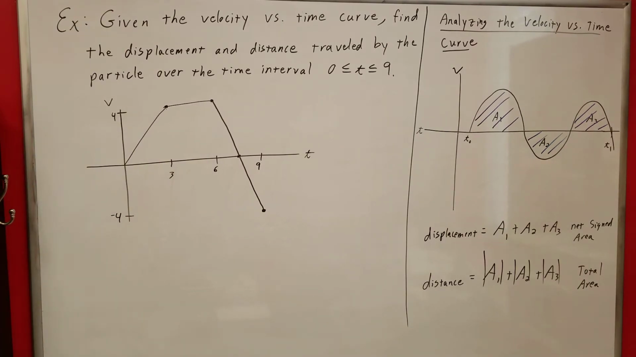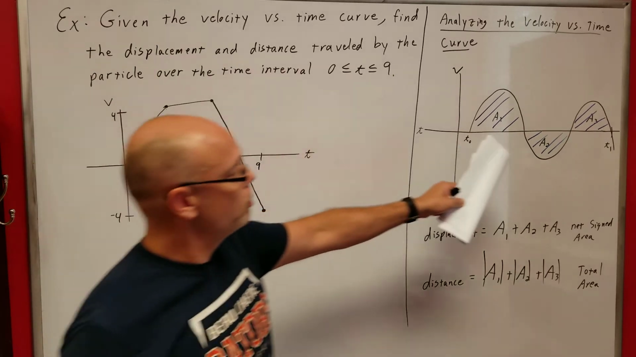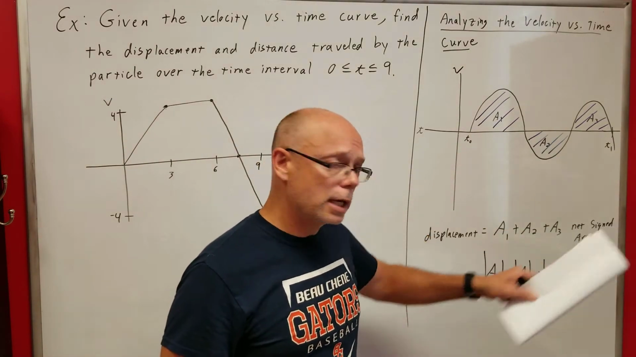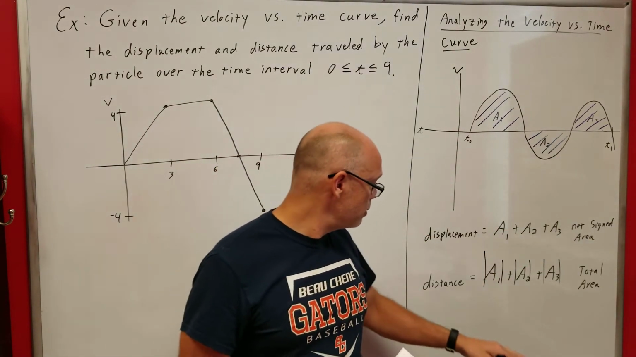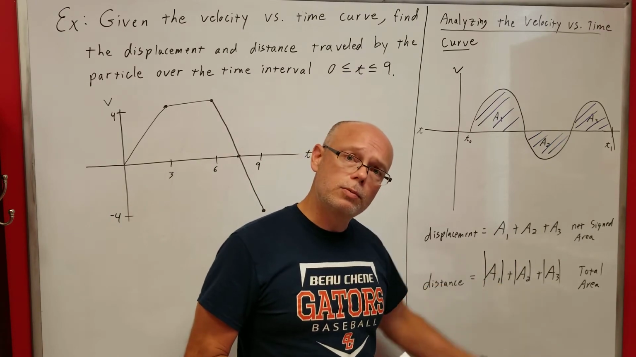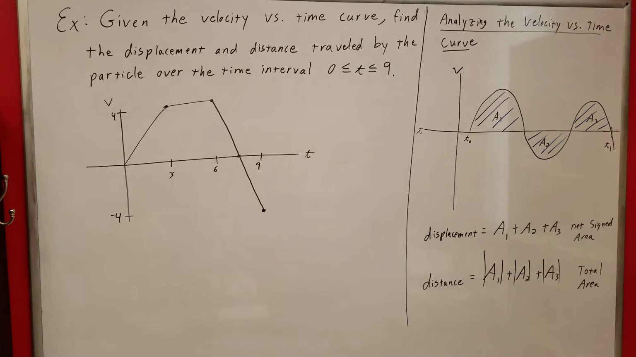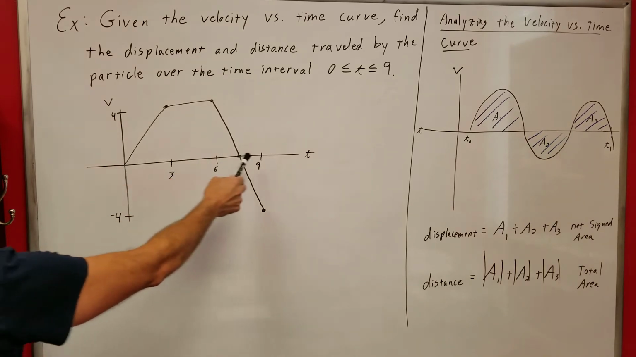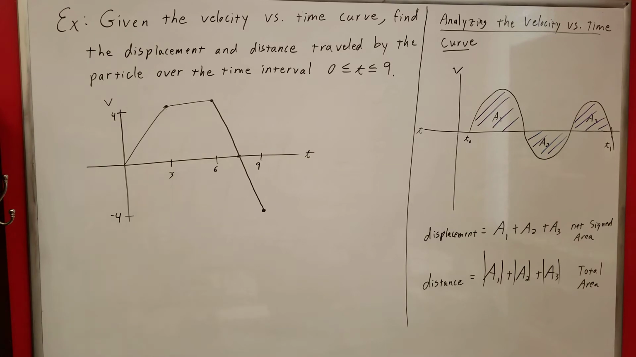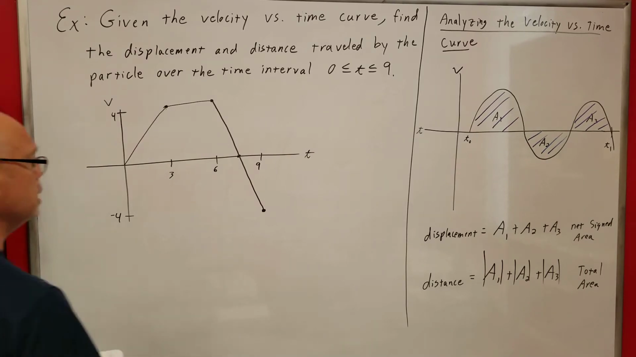All right, so for displacement, add them all up, consider the negatives, which we call the net signed area. For distance traveled, add up the absolute values, which we call the total area. All right, this example, given a velocity versus time curve right here, okay? Find the displacement and the distance traveled by the particle over the time interval from 0 to 9 right here, okay?